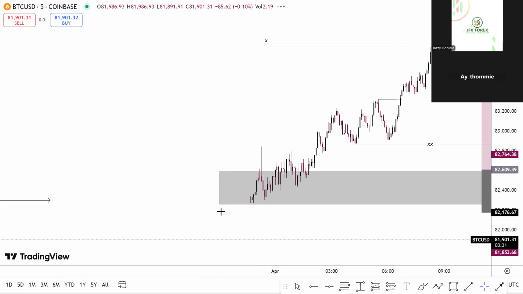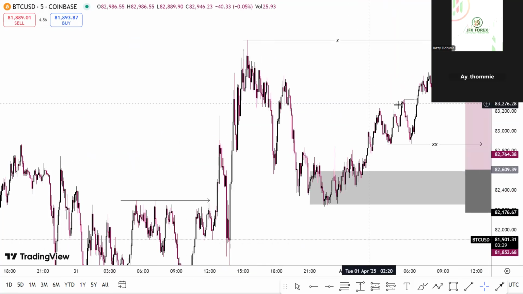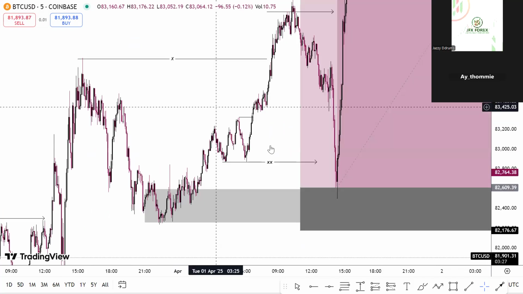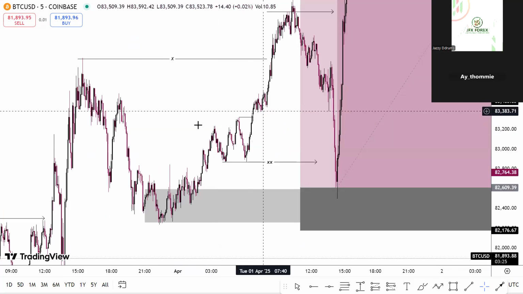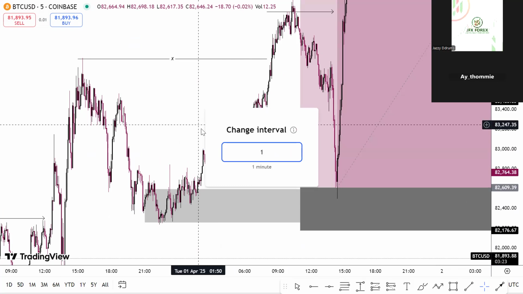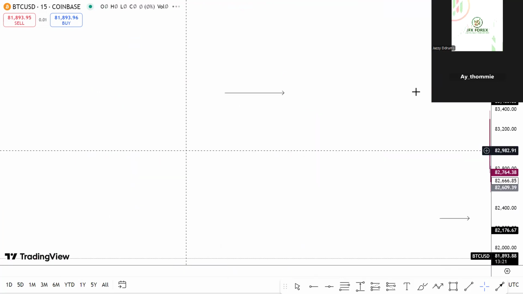All right, you see, it is very, very clear on the 5 minutes time frame. It is very, very, very clear. But let's go back to 15 minutes so that we'll do what we want to do there.